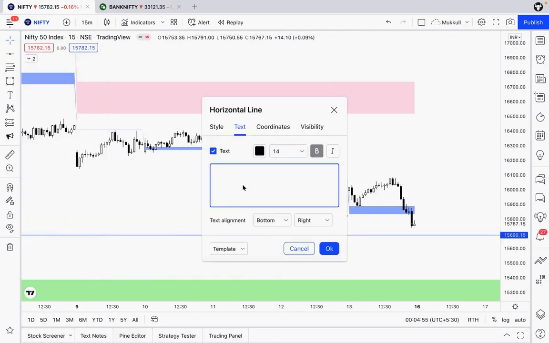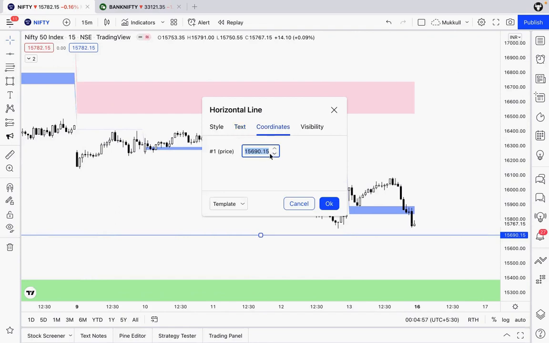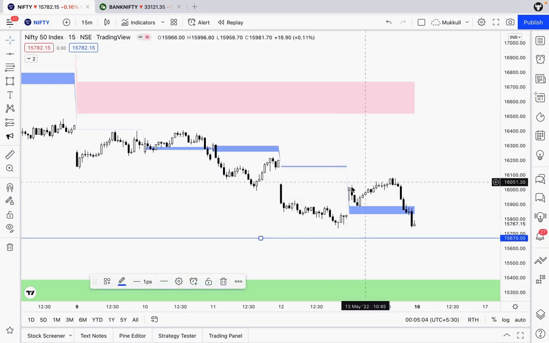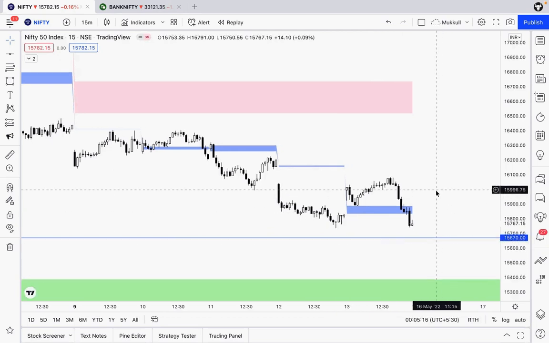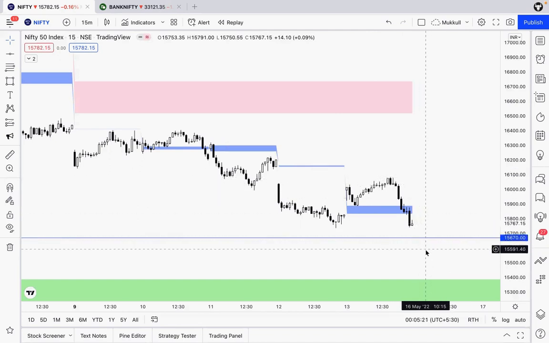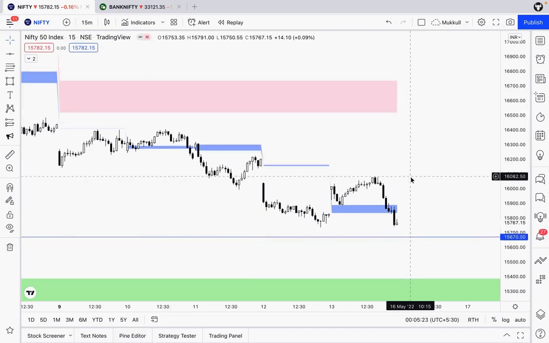We had a level that is 15,670. We mark this here. This is the level. If we break it, we can see a liquidity rush towards this particular pivot order block. Now, what if we sustain this particular level on Monday? Let's check.